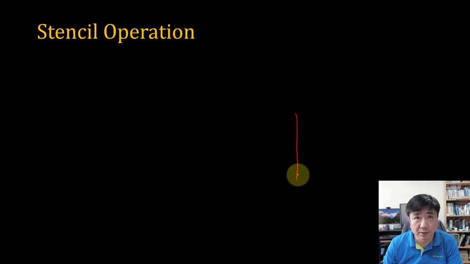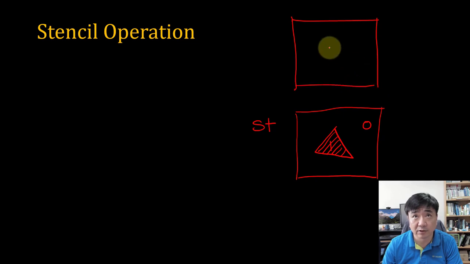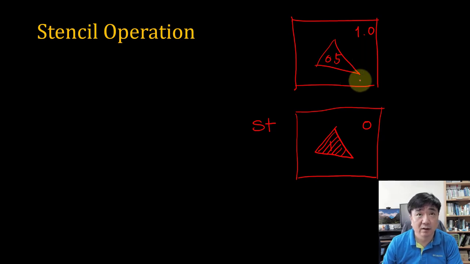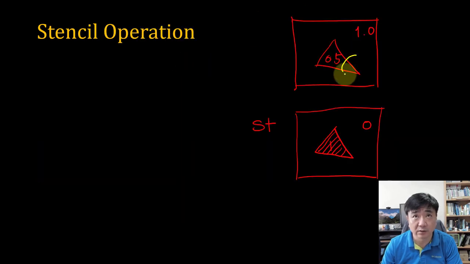If a stencil buffer is cleared, and then we draw a triangle here with value 1, the outside is 0. That is the stencil buffer. Let's assume the stencil buffer looks like this. And then the depth buffer: there is a triangle, and outside is 1.0, and the middle is 0.5. Then we are trying to draw a circle with a different color. The first stencil operation is the stencil check. We are drawing the circle here.